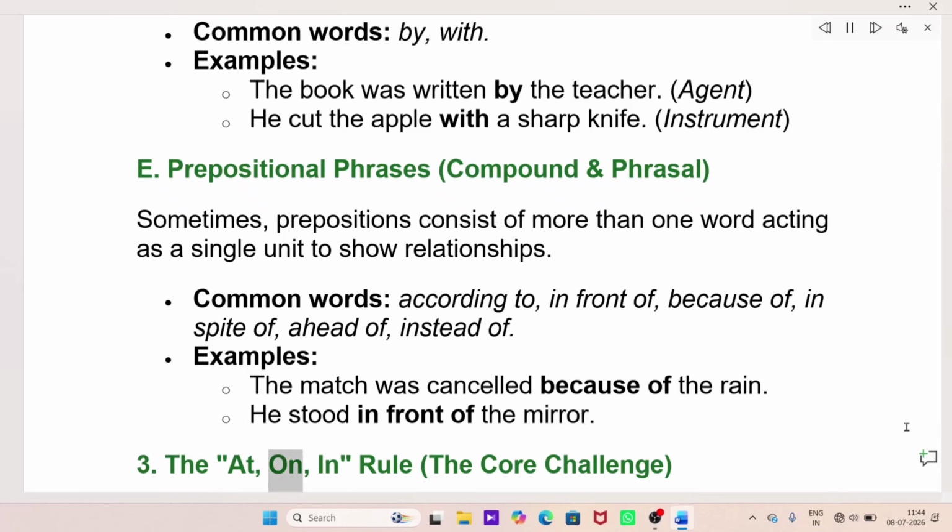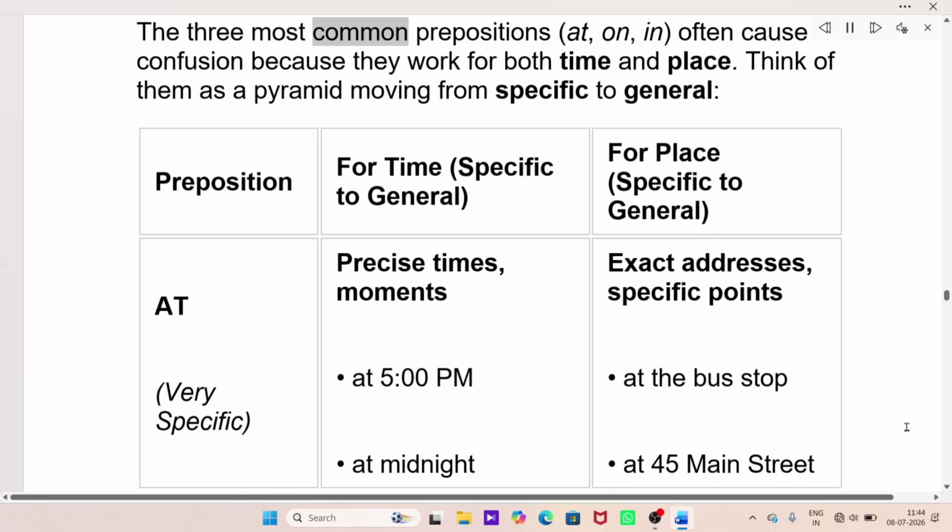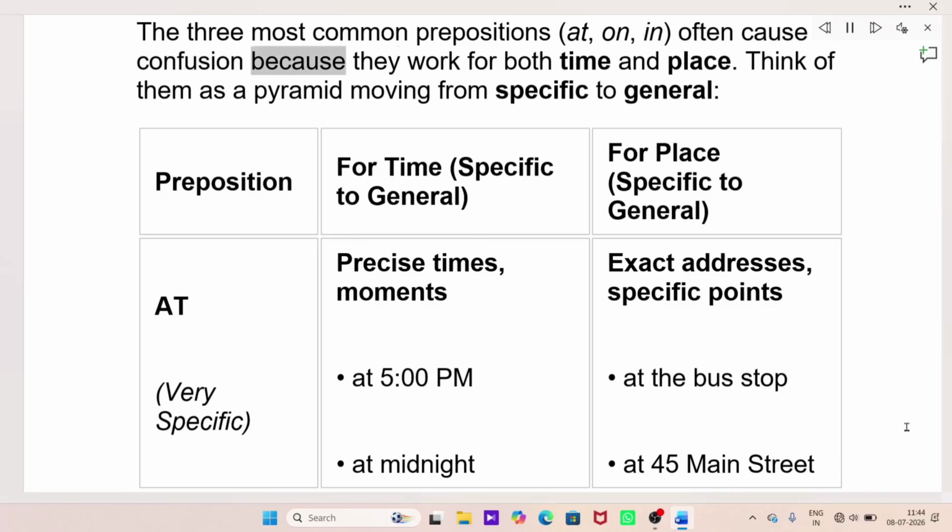3. The at, on, in rule, the core challenge. The 3 most common prepositions, at, on, in, often cause confusion because they work for both time and place. Think of them as a pyramid moving from specific to general. Preposition. For time, specific to general. For place, specific to general. At. Very specific. Precise times, moments.